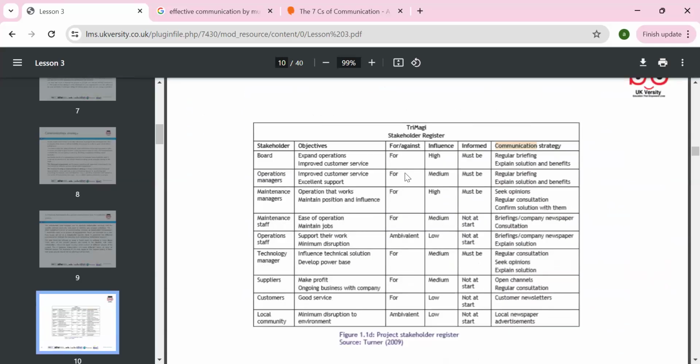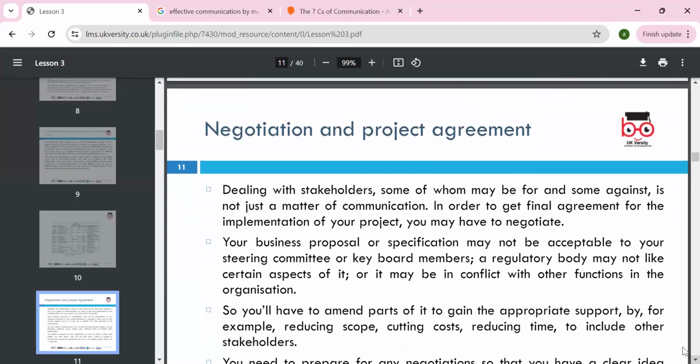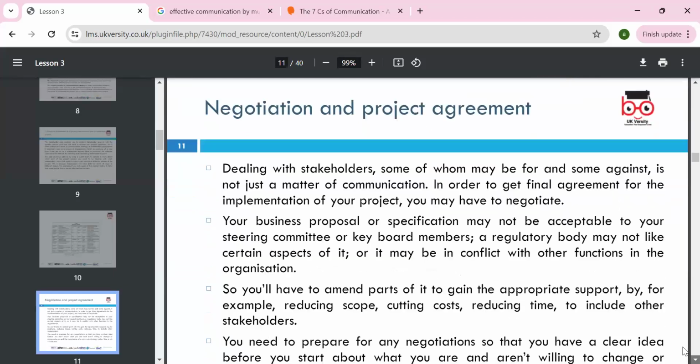So that's where we have the board, operational managers and different people expressing aspirations. So you can look at the communication strategy, at which stage you have to inform them and to whom, for example the local community, when you have to really publish the letter. Okay, negotiation and the project agreement: dealing with the stakeholders, some of whom are for it and some against it. So effective communication has to play the key role to tackle their concerns and grievances, so that certain aspects of the conflict can be addressed.